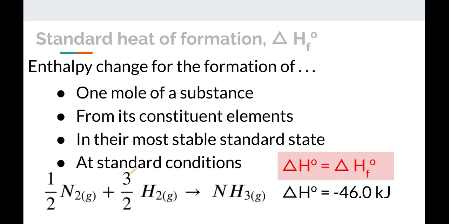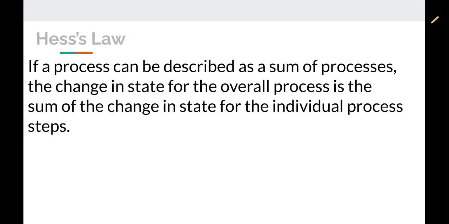Now notice that quite often to be able to produce that product with a 1 mole coefficient out in front, you have to use fractional coefficients on the elements that make it up, particularly if they're diatomic, like nitrogen and hydrogen are. Okay, so our second topic is Hess's law.